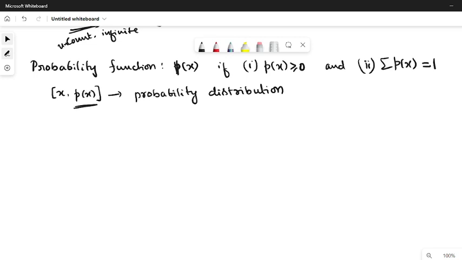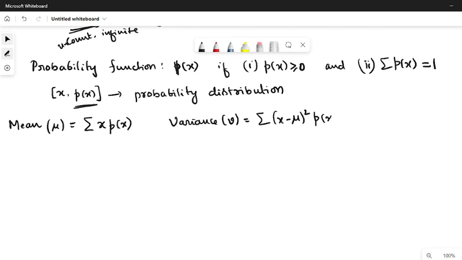Then we have some important formulas here: how to find mean, variance and standard deviation for the given probability distribution. The mean is denoted by mu and is given by the summation of x into P(x), and the variance V is given by the summation of (x minus mu) whole square into P(x). Moreover, this probability distribution (x, P(x)) is called a discrete probability distribution or finite probability distribution if it is a discrete random variable, and a continuous probability distribution if it is a continuous random variable. That point you should keep in your mind. These are some basic important details that we need to solve problems on random variables.